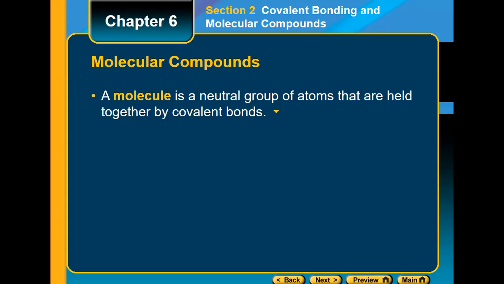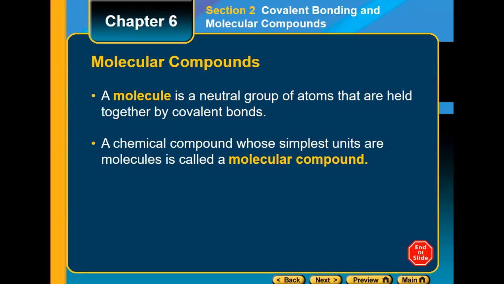Actually, no, because the difference of electronegativity between sodium and chlorine is more than 1.7. So it means it's an ionic bond. Once atoms are held by an ionic bond, they are not considered a molecule. The word molecule just describes atoms held together by covalent bonds. Chemical compounds made of molecules, where molecules are the smallest unit, we call molecular compounds.